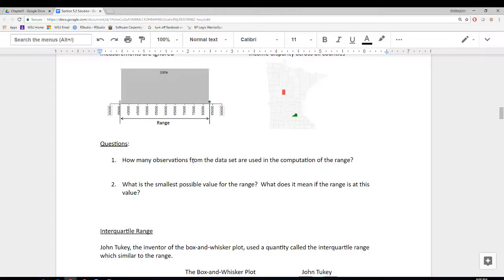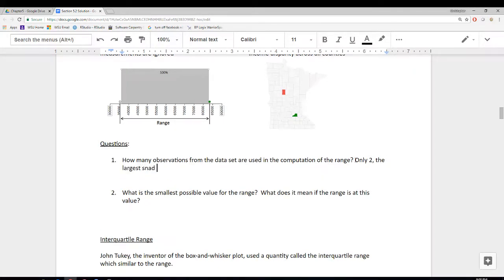So let's go ahead and take care of these questions. I think we answered those already, but how many observations from a data set are used to compute the range? So only 2. Only 2, the largest and the smallest.